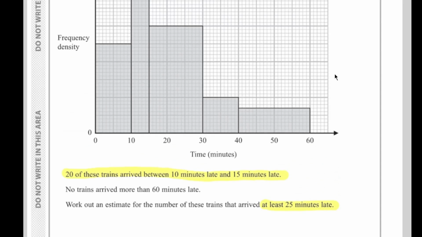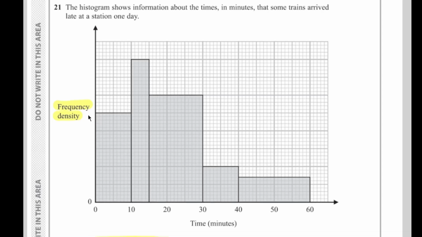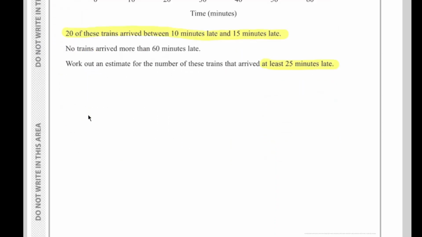Right. Now analyze this one. Can you see this is frequency density? But no scale is given. When the scale is not given, you have to try to figure out what the scale is. For getting the scale, you've been given enough information, this thing. Depending on this one, you can find what the scale is. So let's write the formula for the frequency density. I know that frequency density equals frequency over class width. Right?